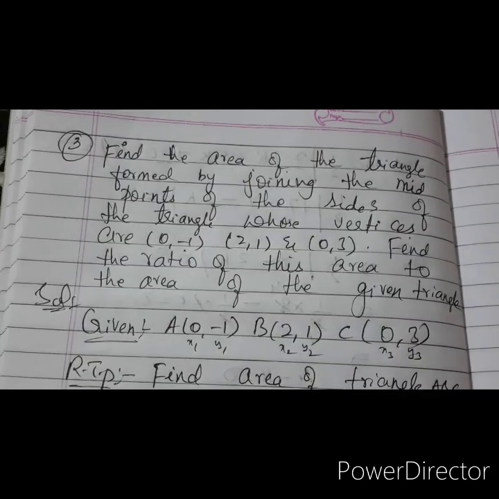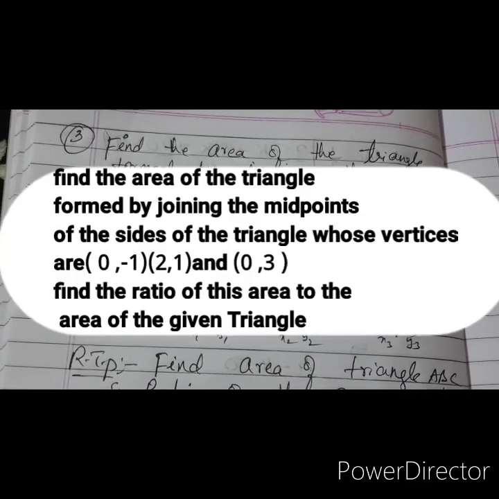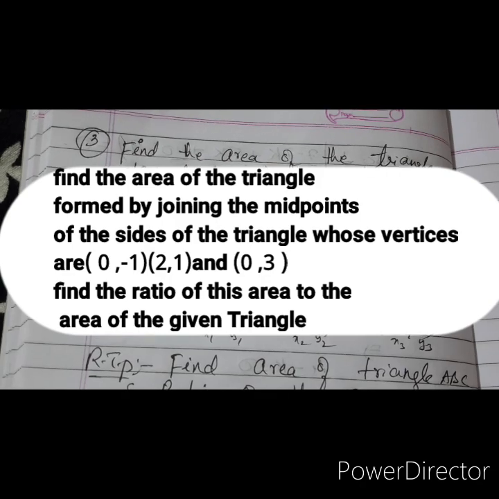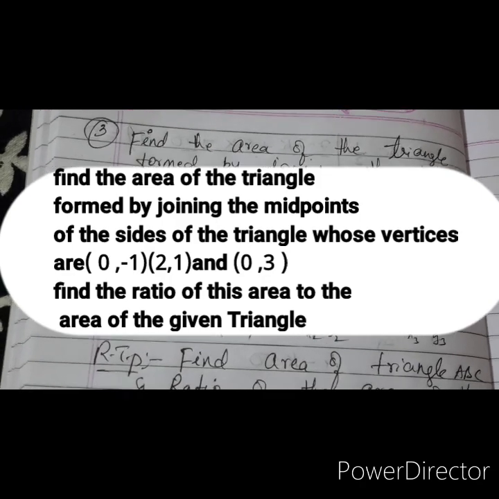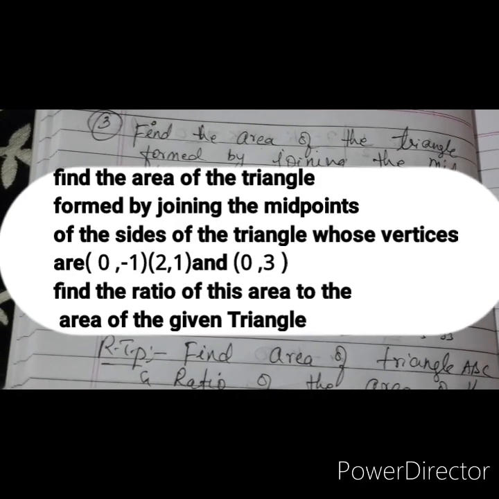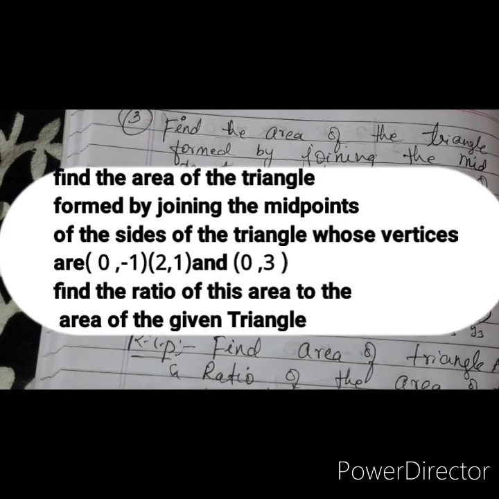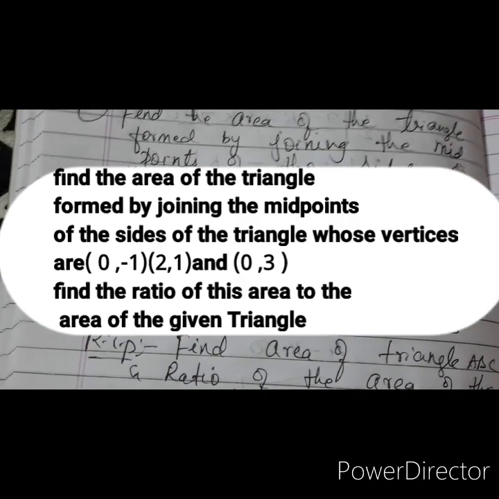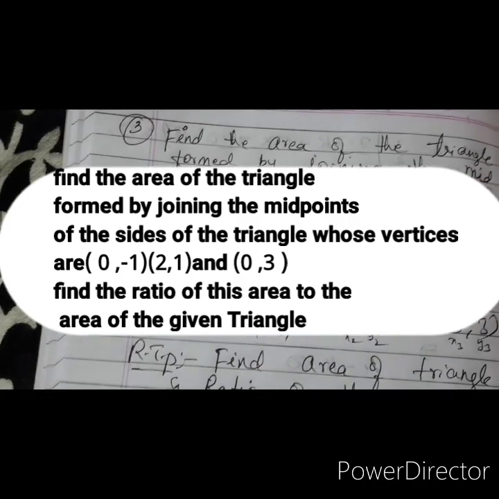Okay. Yes, students. Third question: find the area of the triangle formed by joining the midpoints of the sides of the triangle whose vertices are (0, -1), (2, 1), (0, 3). Find the ratio of this area to the area of the given triangle.